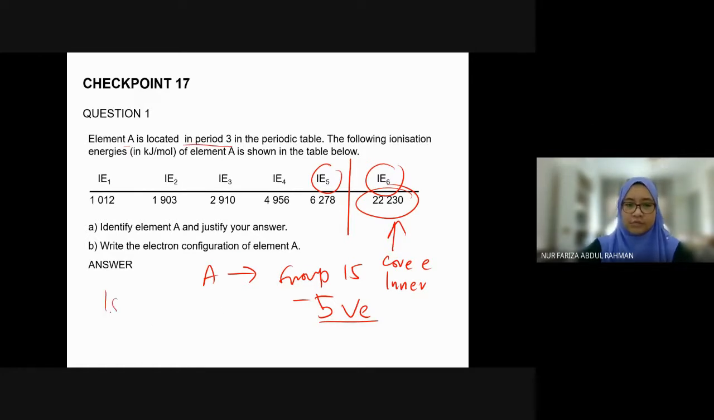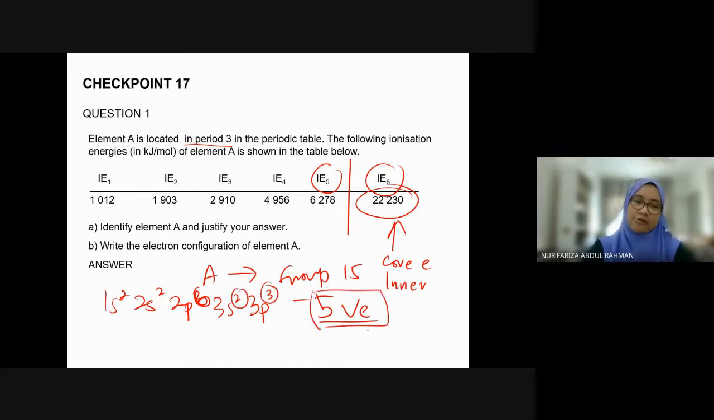Okay, so 1s2, 2s2, 2p6, 3s2, 3p3. Jangan 3p5 lah. Faham tak? It should be 3p3 because 3 plus 2 is equal to 5 valence electrons. Janganlah salah 3p5. Kalau 3p5, 5 tambah 2 jadi 7, and then dia patutnya datang daripada group 17, which is salah.